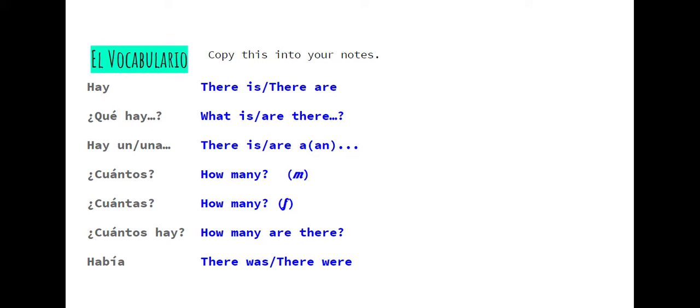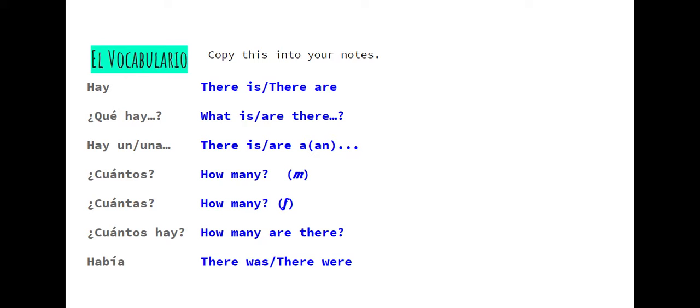And the way you answer ¿qué hay? is hay un or hay una, if there's one. And if there's more than that, then you would put a number after it. If you had two books in your book bag, you would say, hay dos libros en mi mochila. So, hay means there is or there are. Qué hay means what is or what are there. And then we have cuántos, how many, or cuántas if it's feminine. ¿Cuántos hay?, how many are there, right?